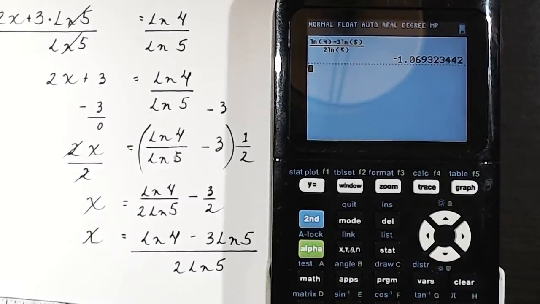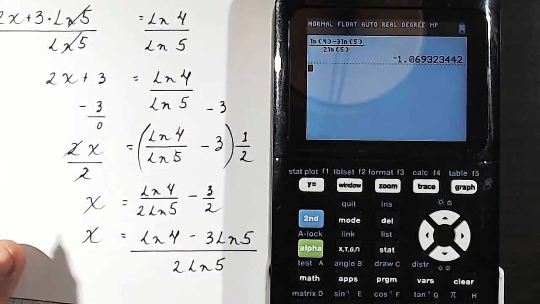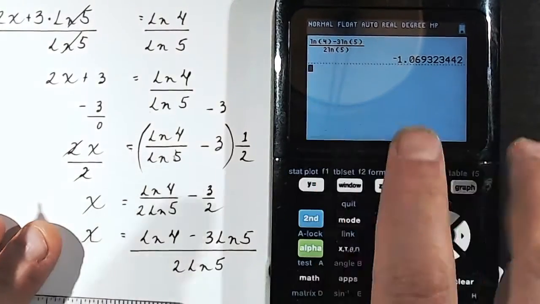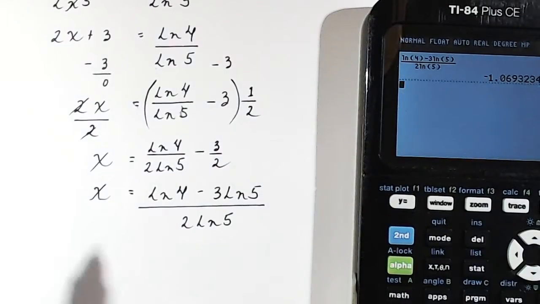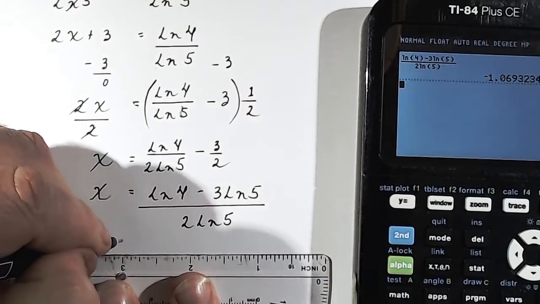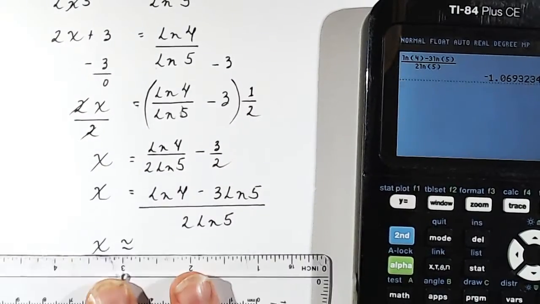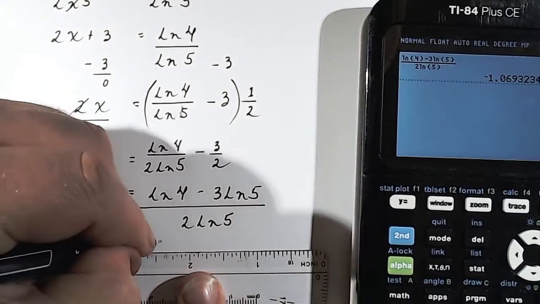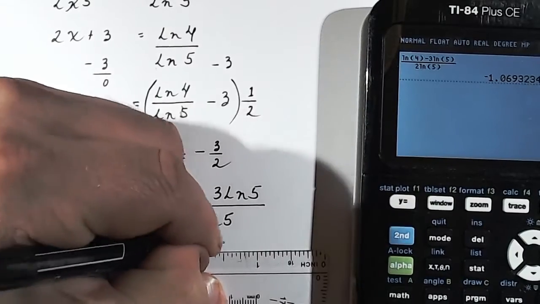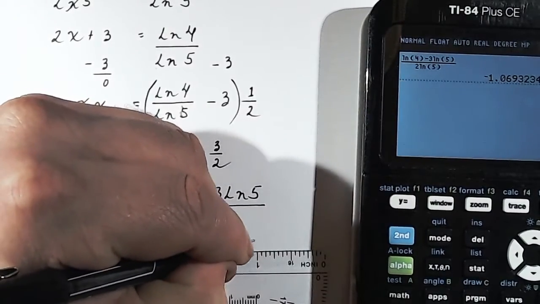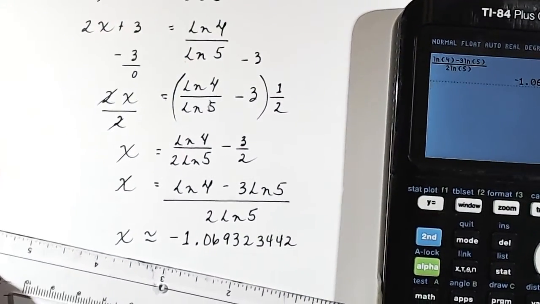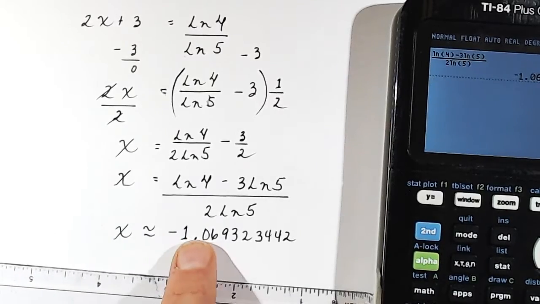Okay, and we hit enter, and it approximates the natural logarithms and does all of the operations here in this fraction to give us an approximate answer. Okay, it's just an approximation. x is equal approximately, that's a squiggly line, to negative 1.069323442.